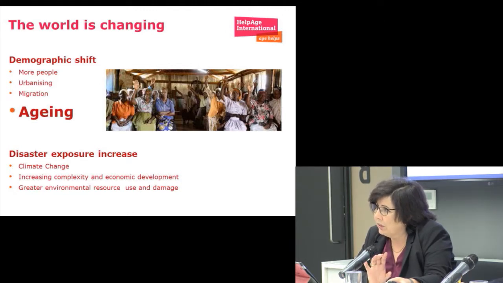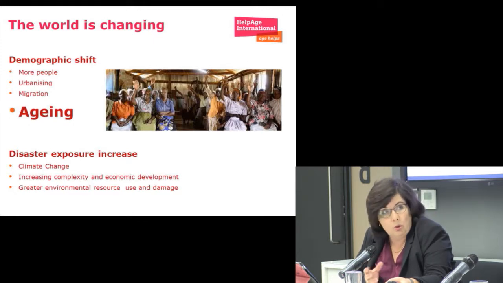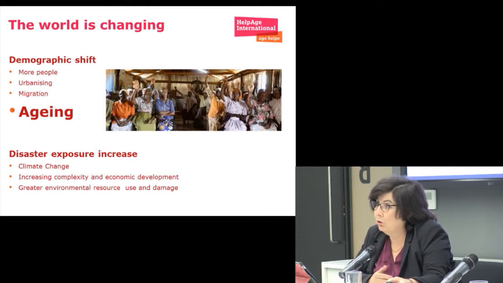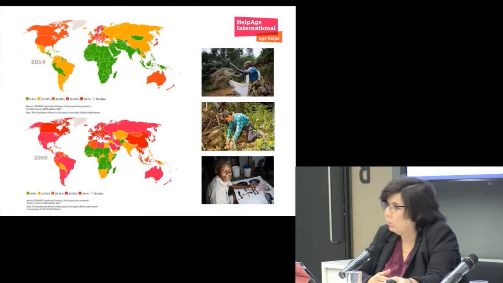So that's a trend to be understood, within a context that you probably all know very well: increased exposure to disaster that communities face due to climate change, the increasing complexity of economic development, and environmental damage and scarce resources.